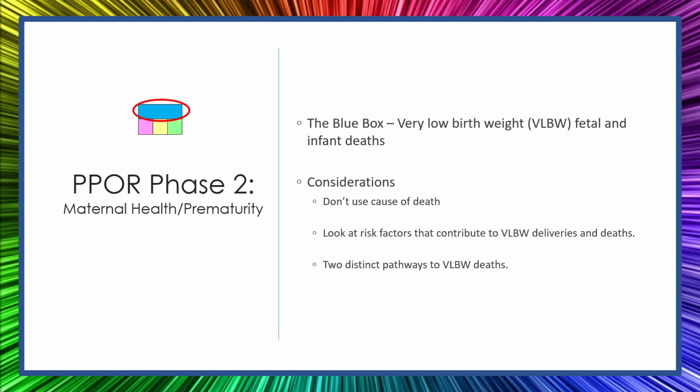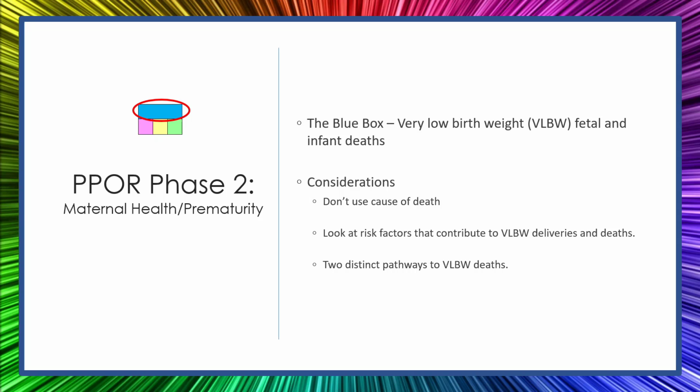So we're moving on to 2014-2018 data, where the blue box, maternal health prematurity, was the largest area for both U.S. and foreign-born women. These are the very low birth weight babies that die in utero, as newborns, or as infants. There are some considerations in the phase 2 protocol for this period.